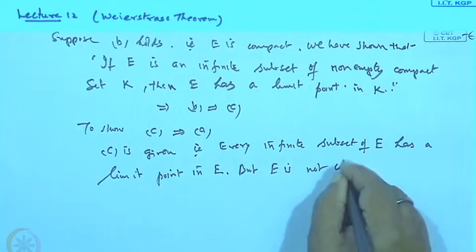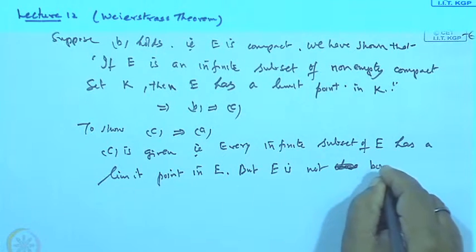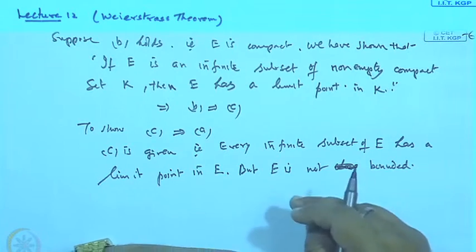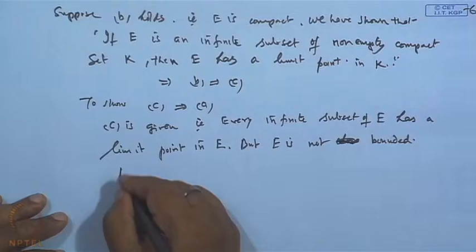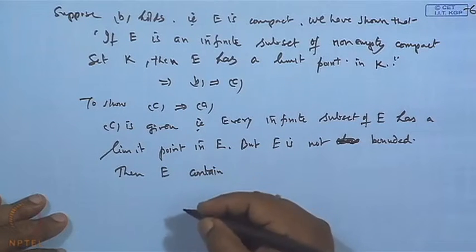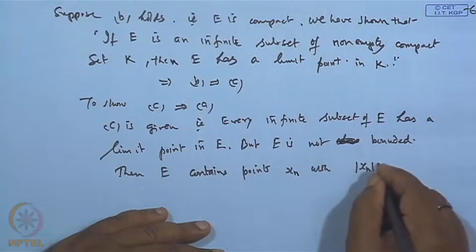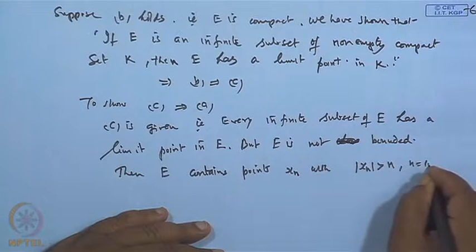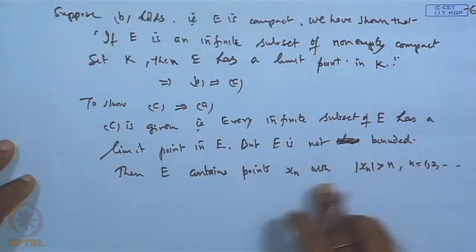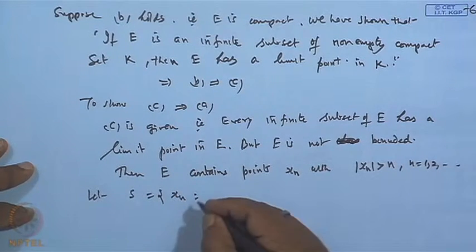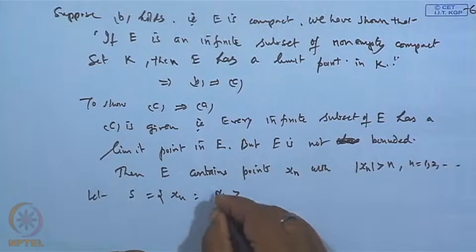E is not bounded, let us see first, not bounded. It means, if it is not bounded, there will be a sequence of points in E whose norm goes to infinity, that is, there will be x 1, x 2, x n in E such that mod of x n is greater than any arbitrary number n. So, E contains the points x n with the property that mod of x n is greater than n, when n is 1, 2, 3 and so on. The limit of this x n will not exist. So, let S be the set of all such x n such that the mod of x n is greater than n.